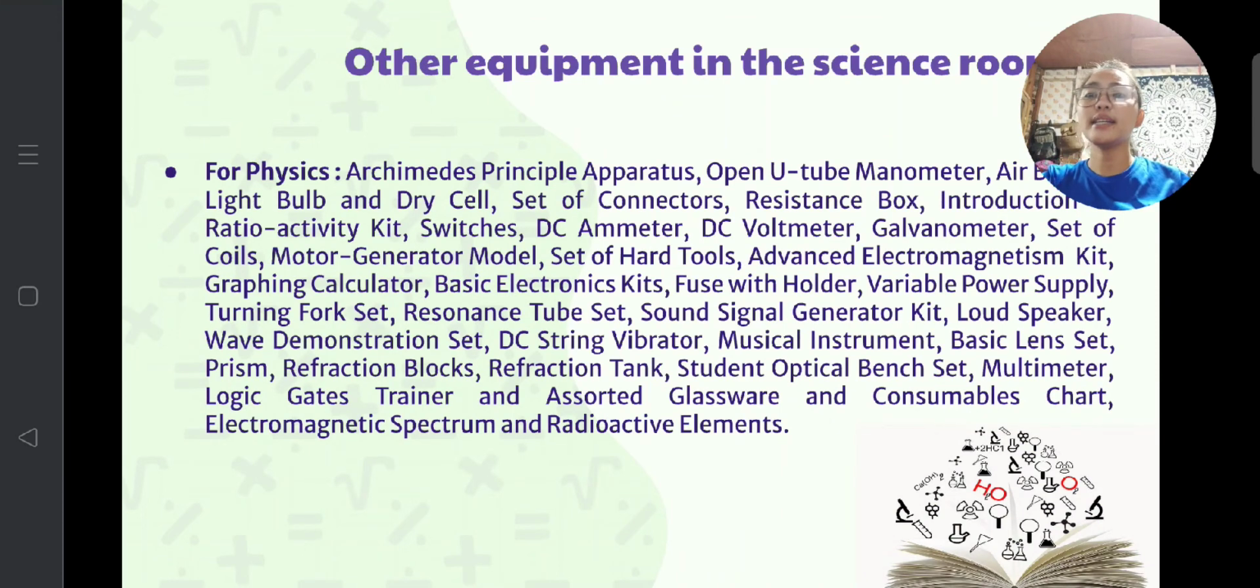And for the physics, the open U-tube manometer, the air blower, the light bulb and dry cell, the set of connectors, the resistance box, introduction of radioactivity kit, the switches, of course, and then the graphing calculators, the basic electronic kits, the fuse holder, and loudspeaker, music instrument, basic lens set, and etc.